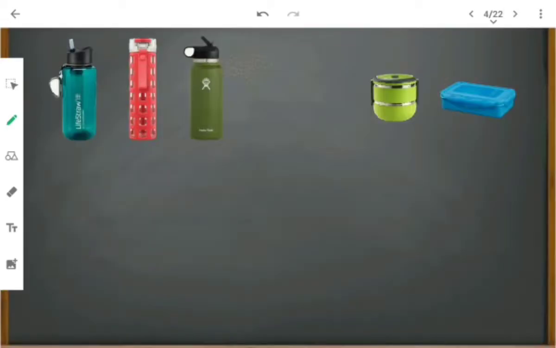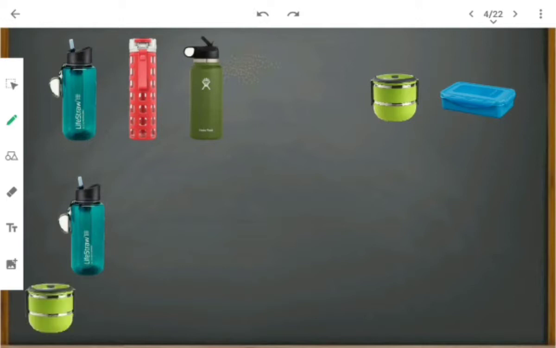That is, you are having three water bottles and two lunch boxes. What are the possibilities? You can take a lunch box along with the water to school. The possibilities are, you will take the first water bottle, green color, with a green color box, or you can take a green color water bottle with a blue color box. These are the two ways.